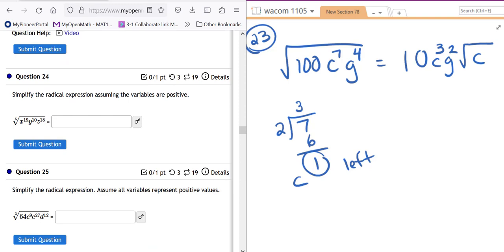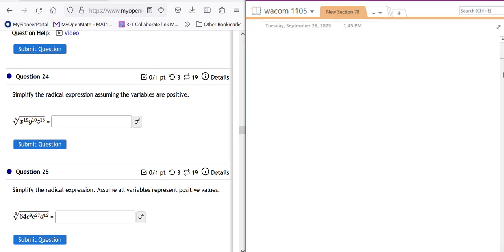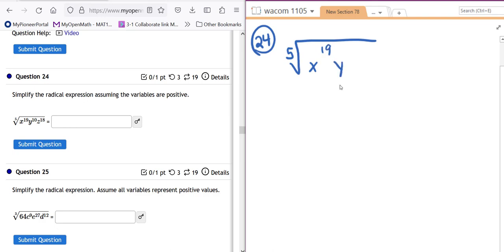All right, we'll do 24. I was looking to see 25 because it had more, but it is actually all going to divide evenly. So 24 will give us more variables to practice on. So you're going to divide by 5 and see what goes outside and what goes inside.